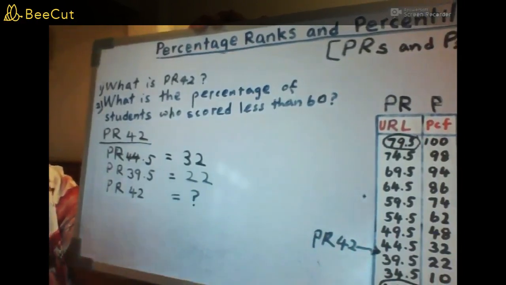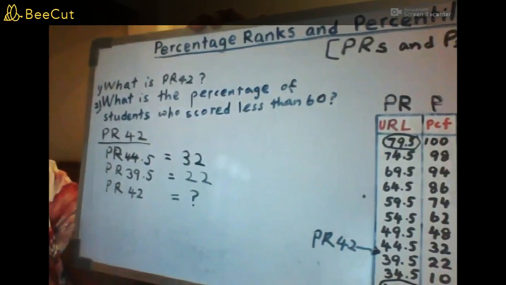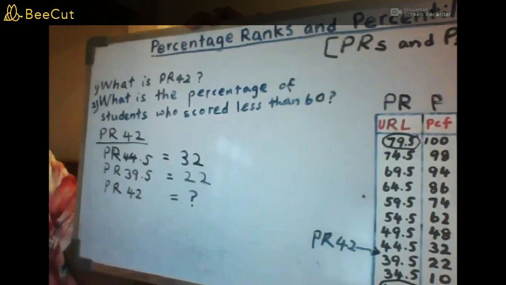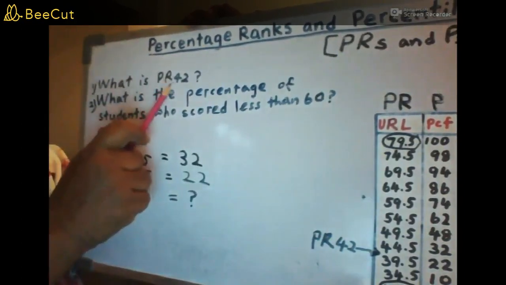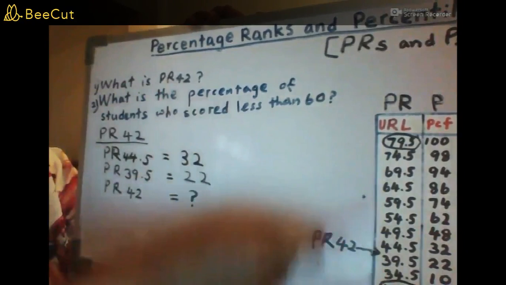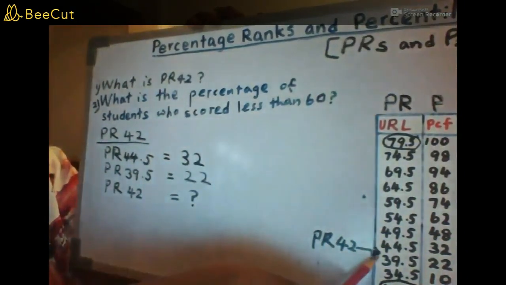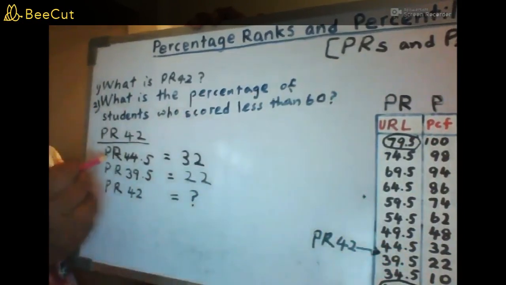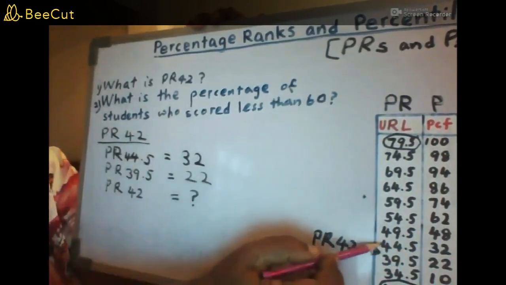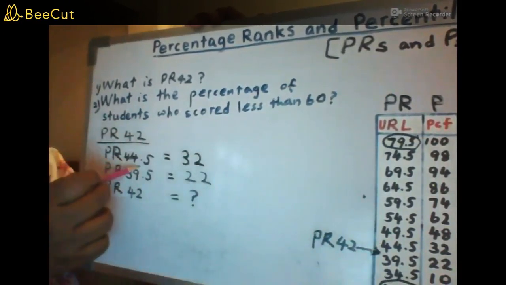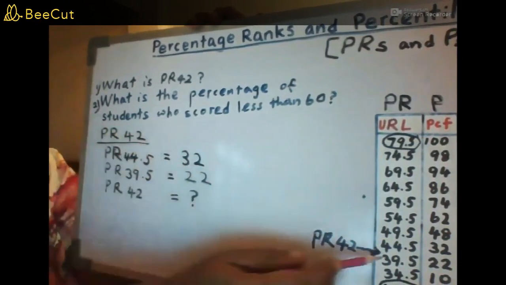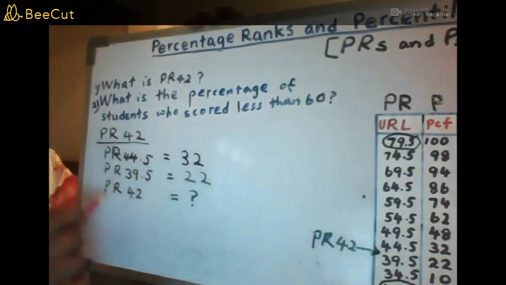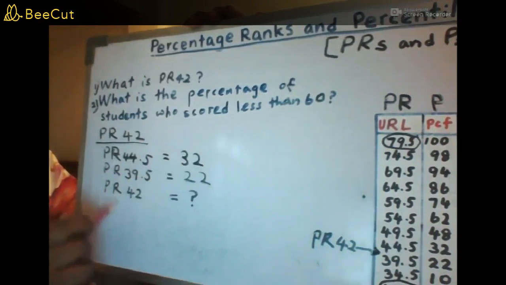So far, what did we do? We identified what is given in the question. Here the mark is given. So go to the marks column and find the relevant place. Put an arrow. And then you'll have to write the value above the arrow: PR 44.5 equals 32, and the value below the arrow, PR 39.5 equals 22. Also we have to find PR 42.